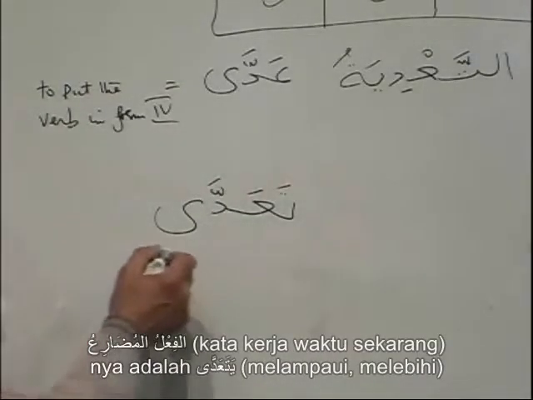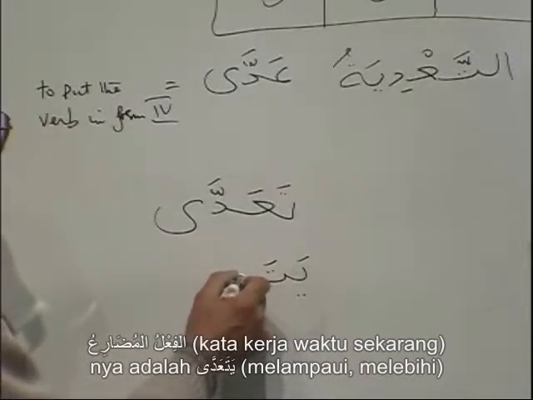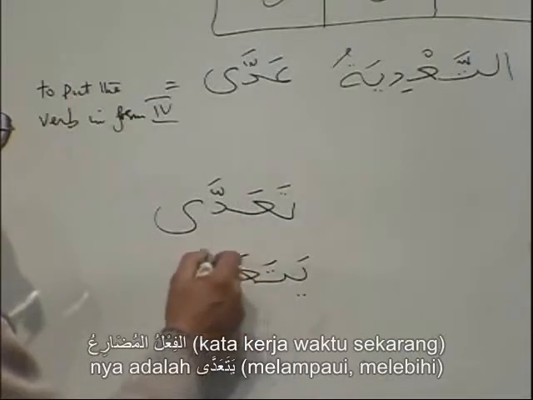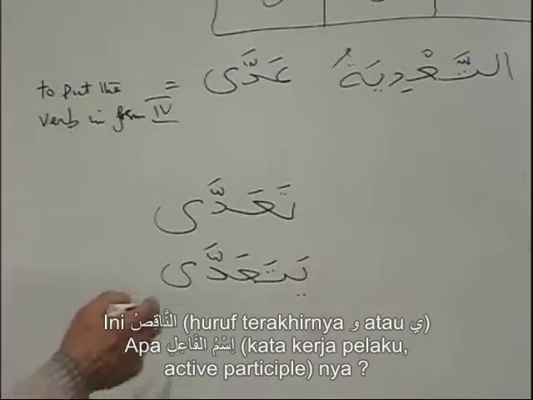And what will be the mudari'? Yata? No, brother. In this there are no kasras. Form 5 and 6, no kasra, except when you make ism fa'il. Okay. Now, see, it is naqis. What is your ism fa'il?